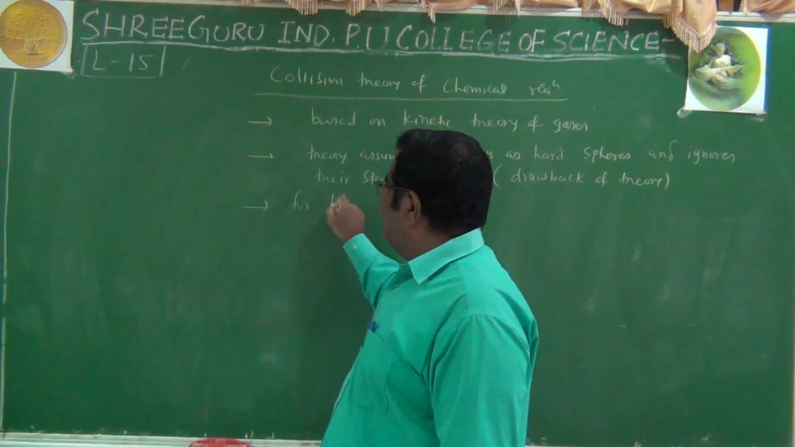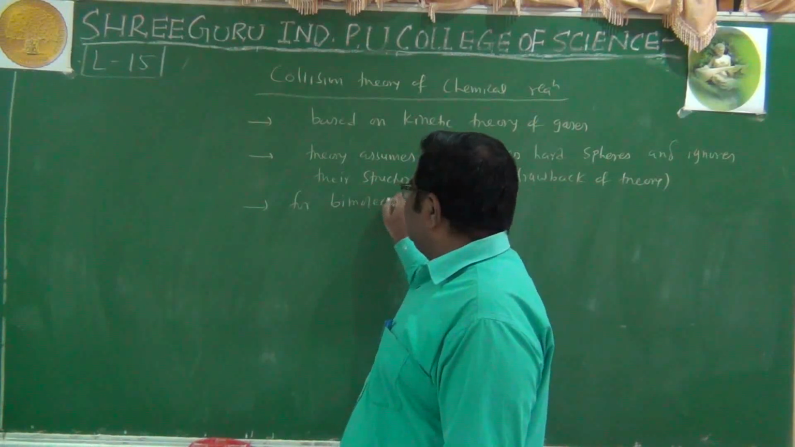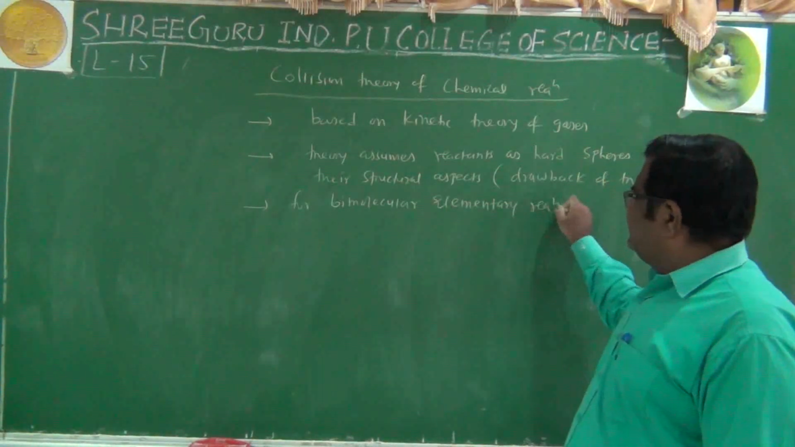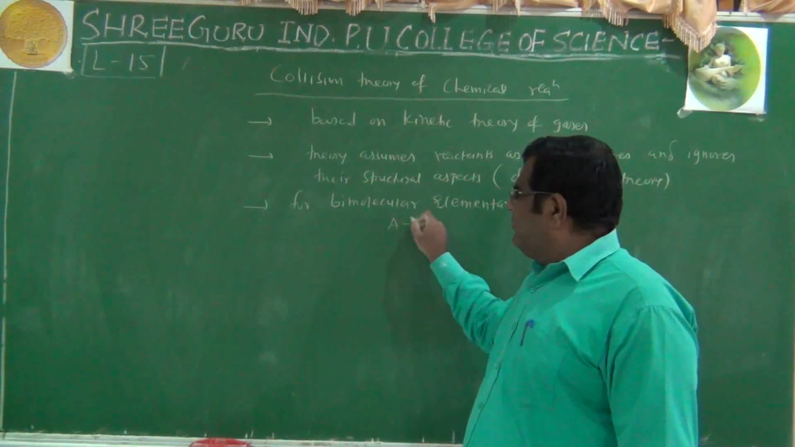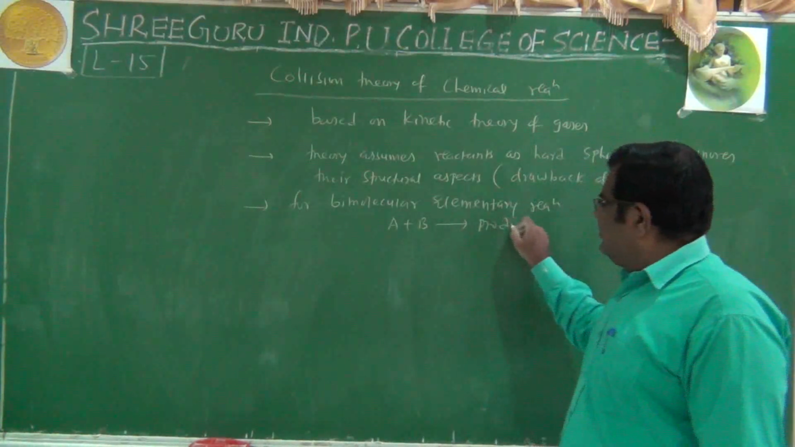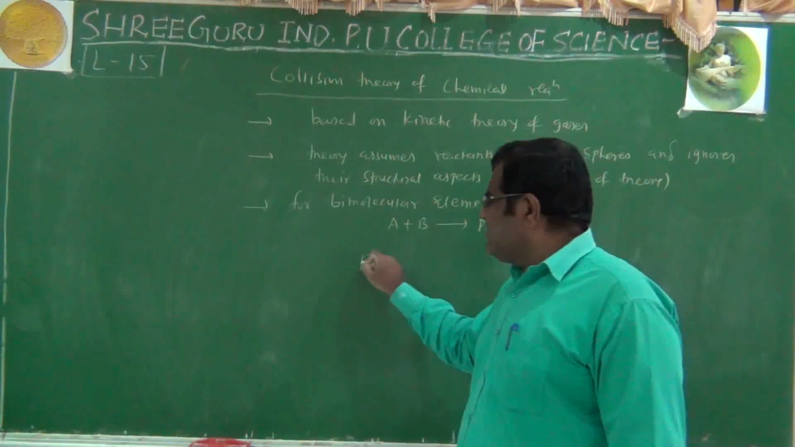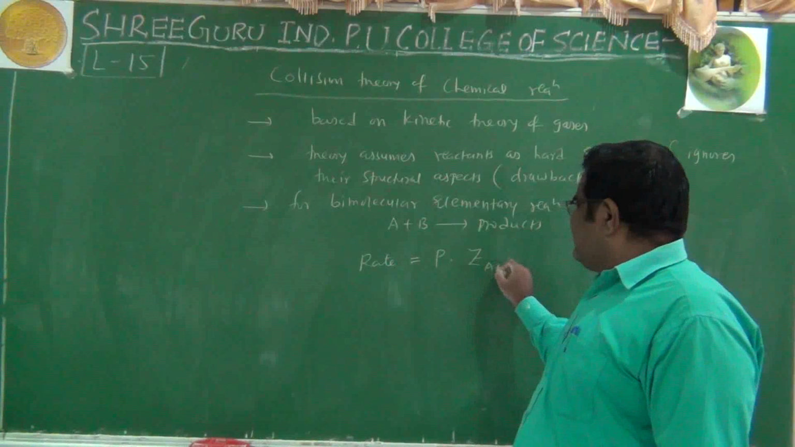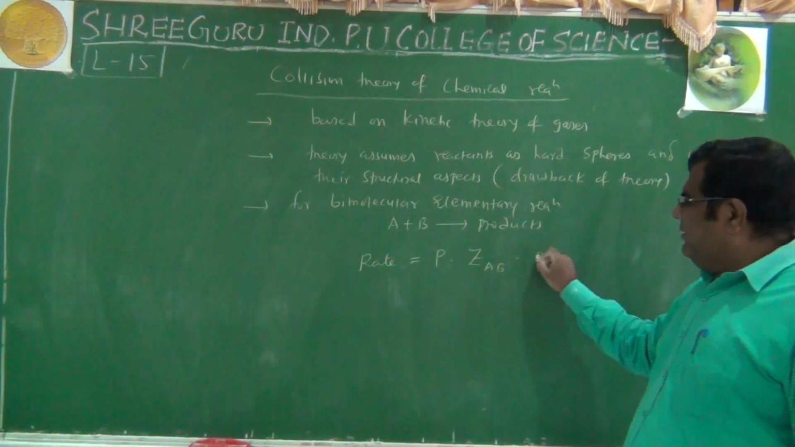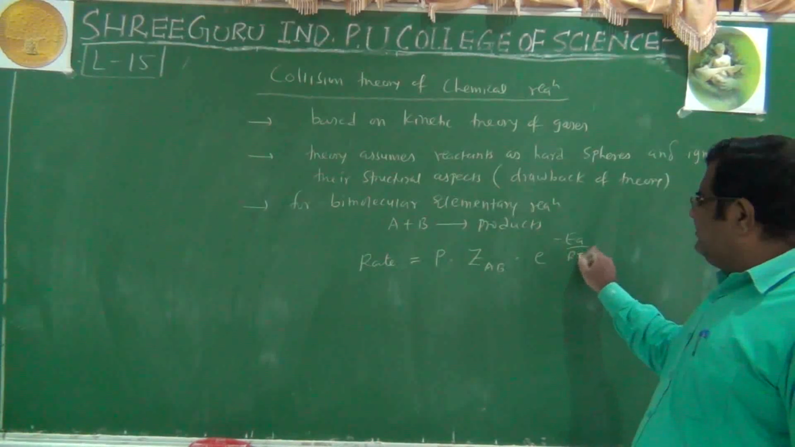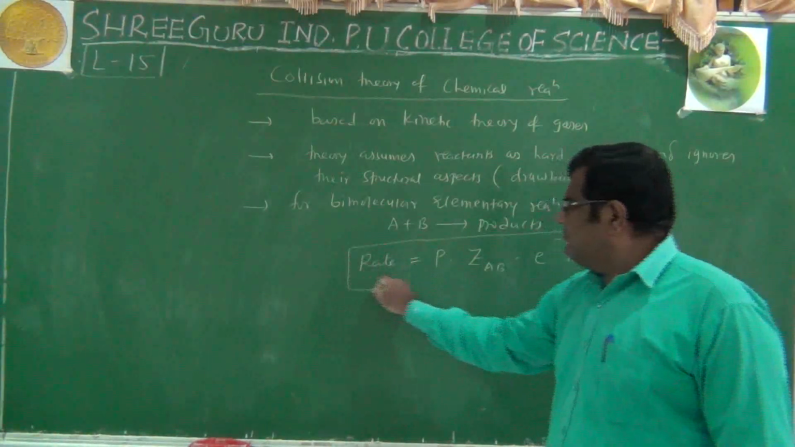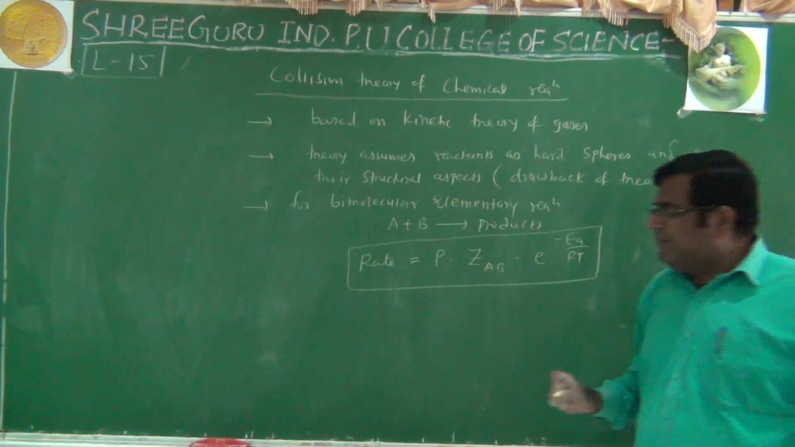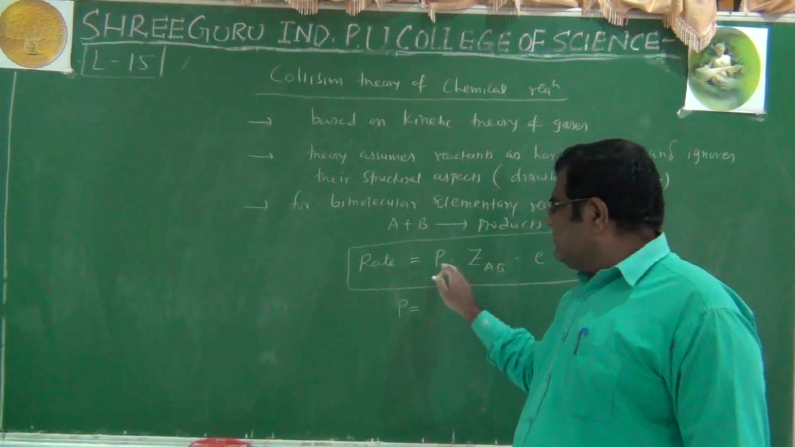For a bimolecular elementary reaction, the theory gives one equation which is important for us. Rate of reaction is equal to P multiplied by ZAB multiplied by e raised to minus Ea by RT. This is the equation given by this collision theory. We will see the factors, components of it one by one.